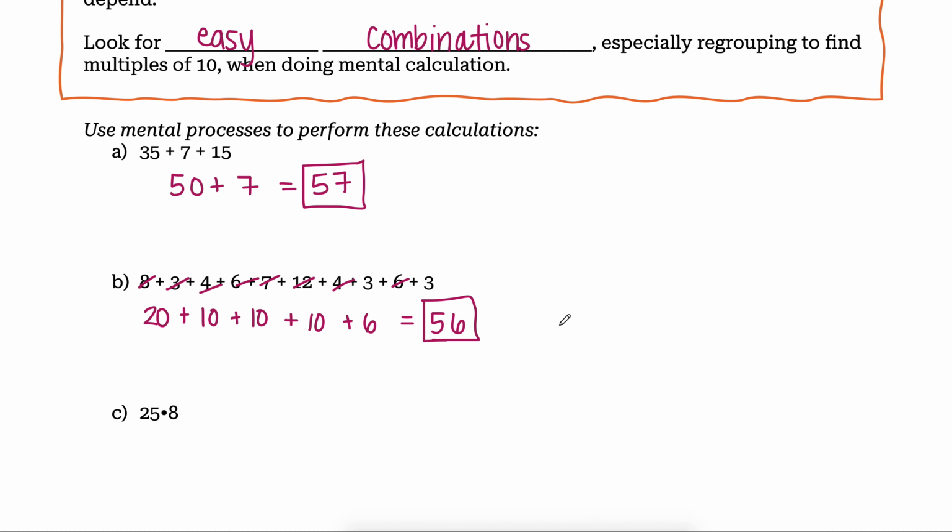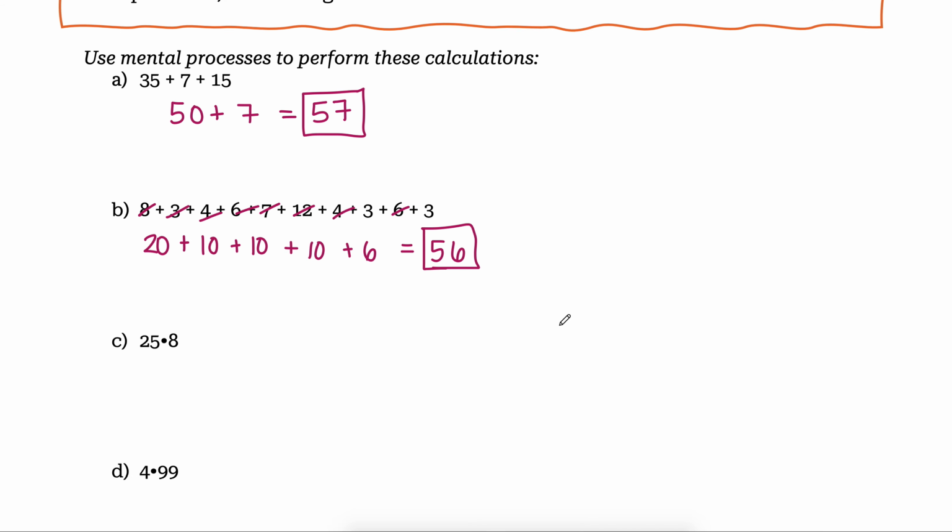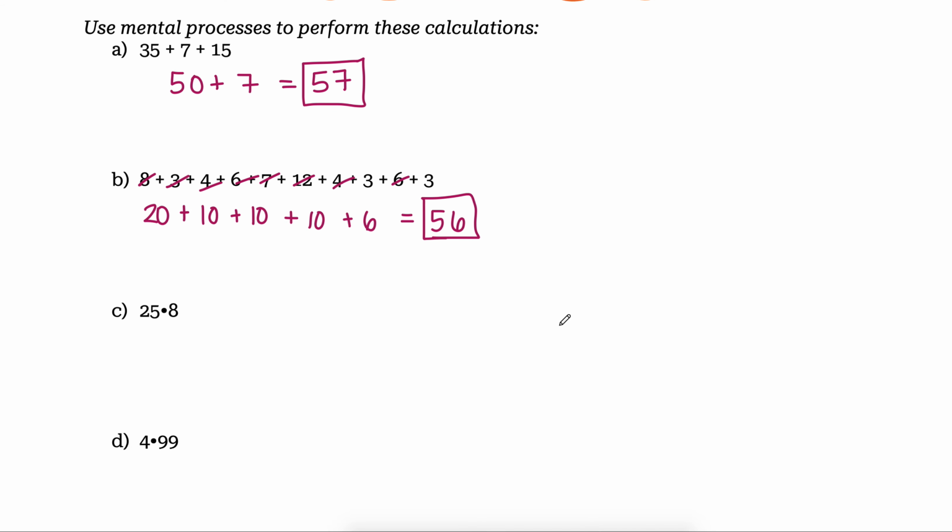Now, this can also work with multiplication. So let's look at this next one here. We have 25 times 8. I'm looking for multiples of 10. Well, 25 times 4 makes 100. 100 is a multiple of 10. So I'm going to rewrite this as 25 times 4 times 2. 8 is 4 times 2, and we're allowed to break it down this way with multiplication. 25 times 4 is 100, so now we just have 100 times 2, or 200.